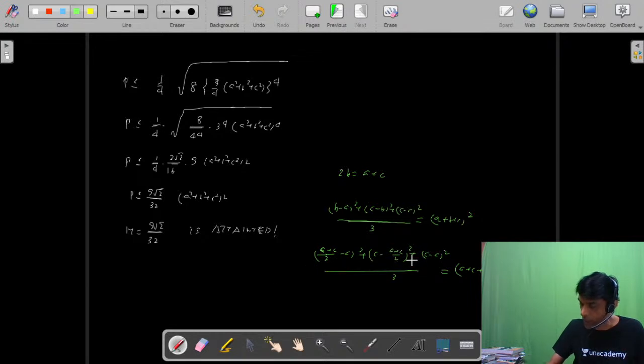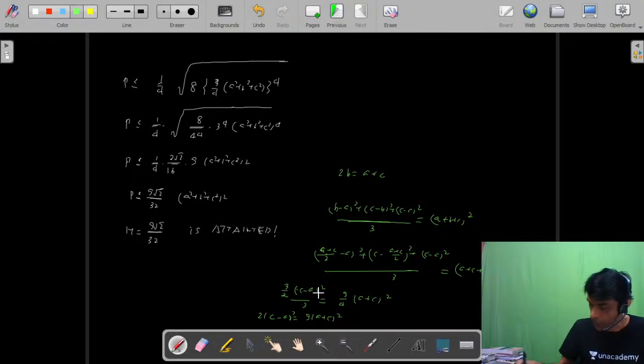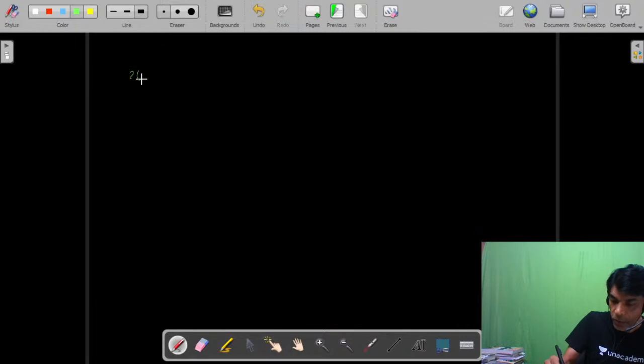So 1/4 and 1, so you are getting 3 by 2. So this is 3 by 2 times c minus a whole squared over 3. And you are getting this as 3, so 9/4 a plus c whole squared. If you do it correctly, this 3 is gone. So I'm getting 2 times c minus a whole squared is 9 times a plus c whole squared. This will give me the ratio of c and a, right? Let me go to the next page and do it. So you're getting 2 times c minus a squared is 9 times c plus a whole squared.